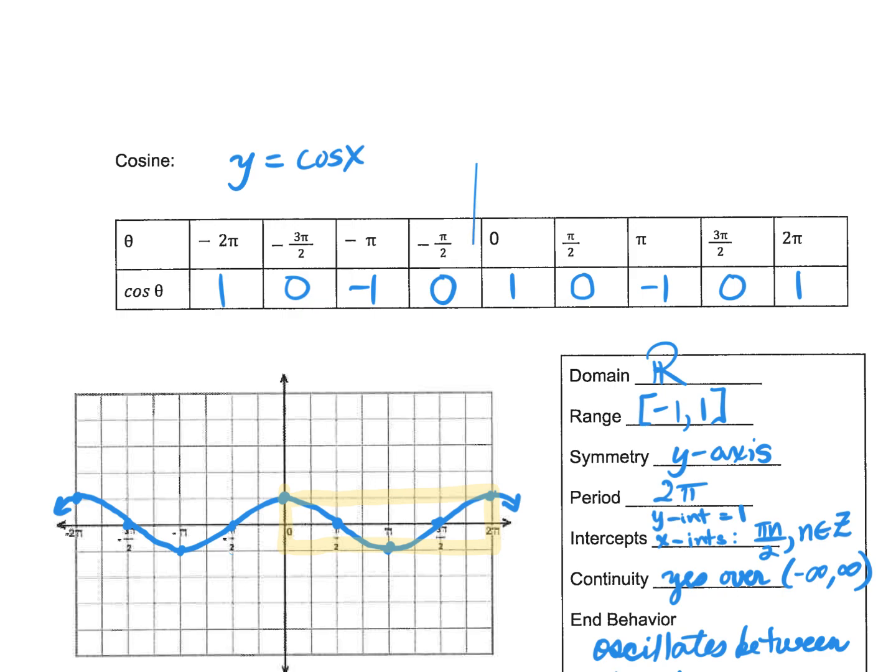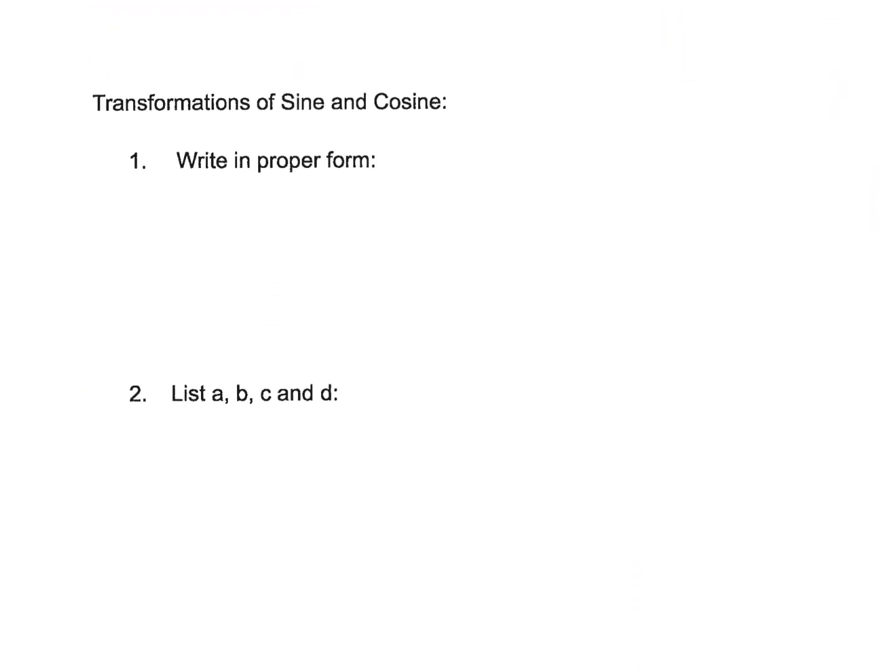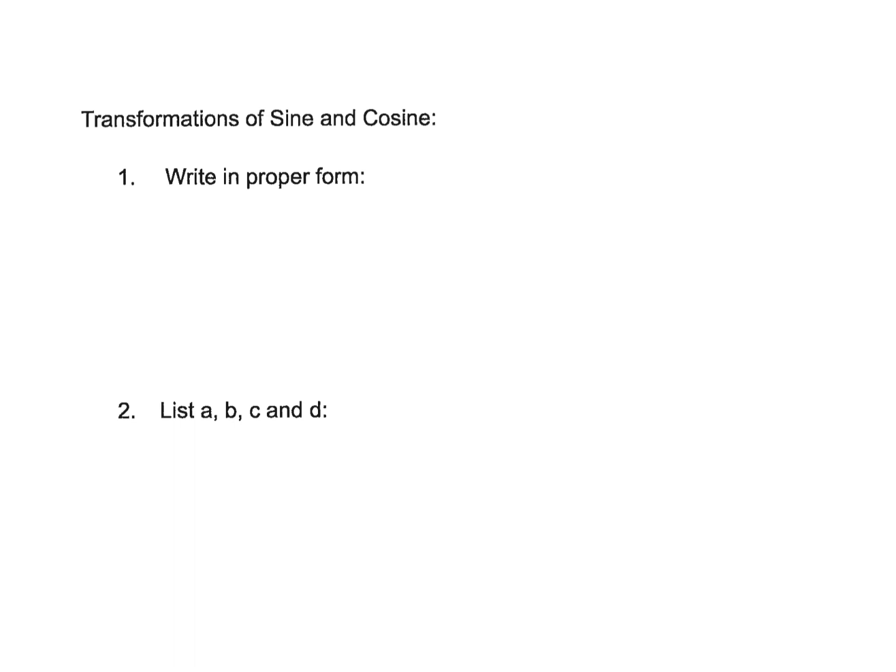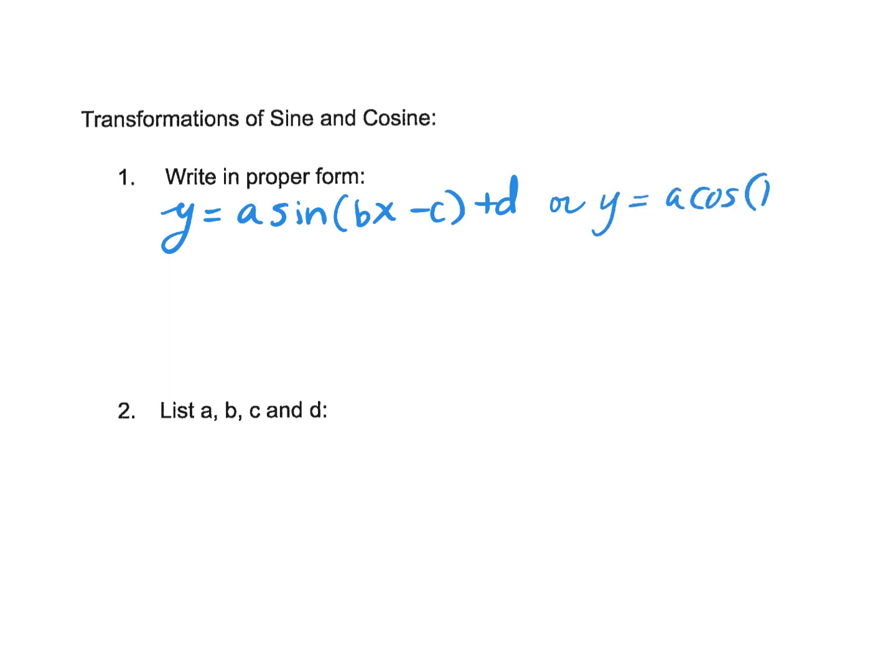Forgot there's a bottom part to this, isn't there? Here we go. Transformations. The proper form for both of these would be for sine, y equals a sine of bx minus c plus d. This would be like a, b, h, and k, wouldn't it? Just c and d are h and k. Or for cosine, y equals a cosine of bx minus c plus d.